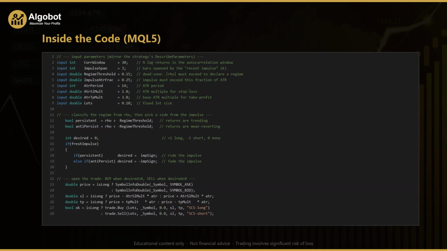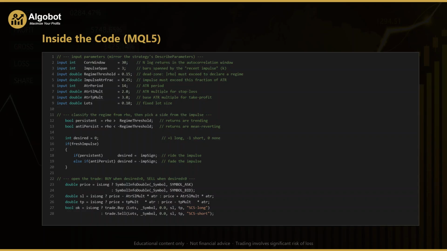Then ATRPeriod, ATRSLMultiple, and ATRTPMultiple control the volatility measure and the risk distances, and Lot sets a fixed position size. In the middle block, the strategy sets 2 flags. Persistent is true when rho is greater than the positive threshold. AntiPersist is true when rho is below the negative threshold.